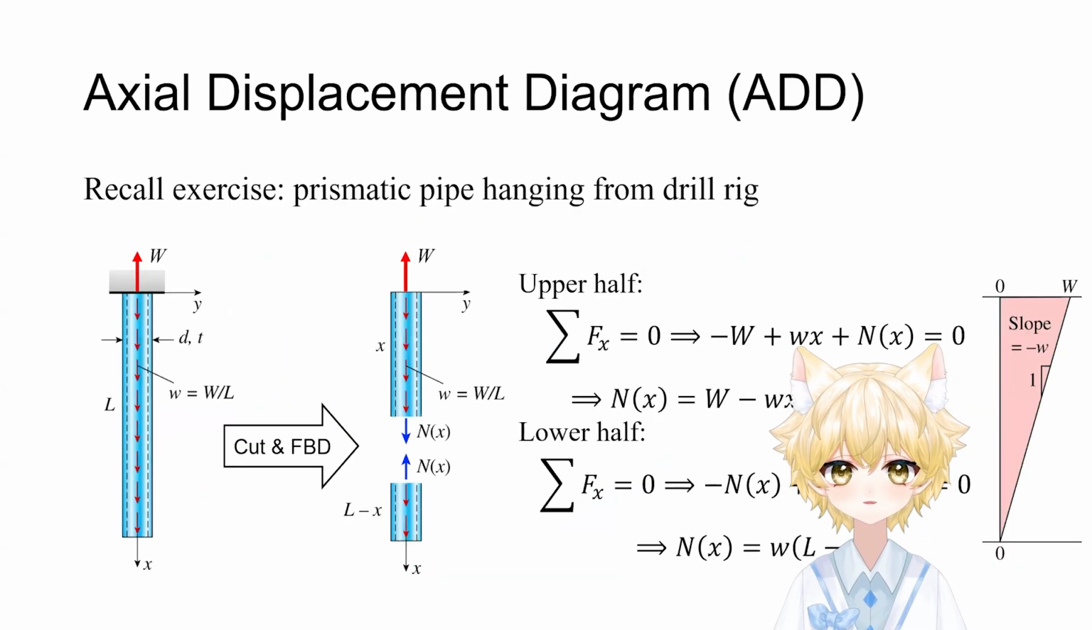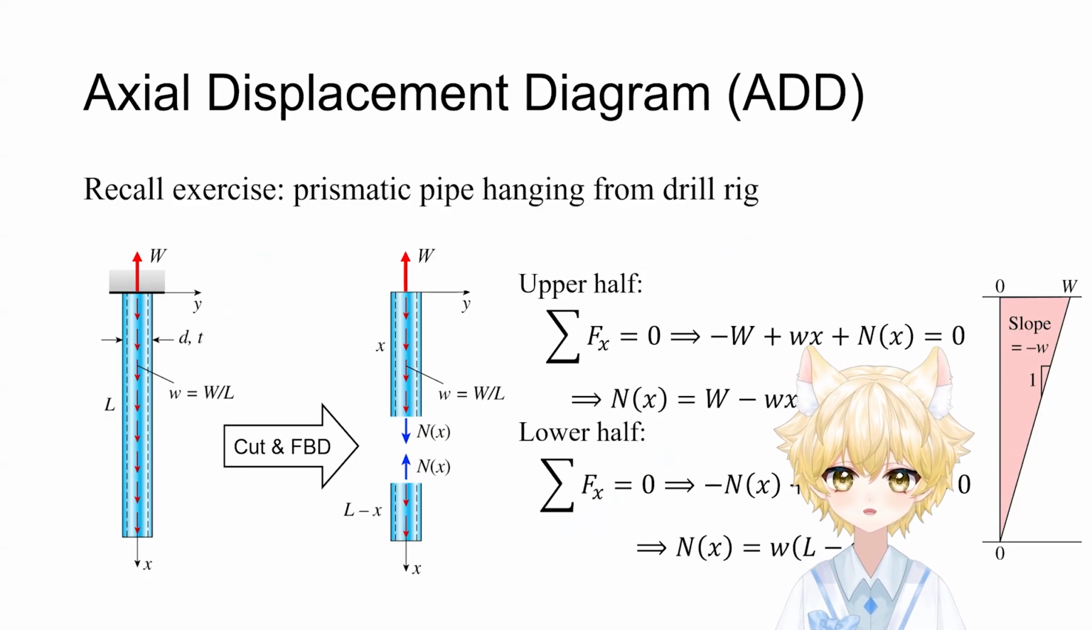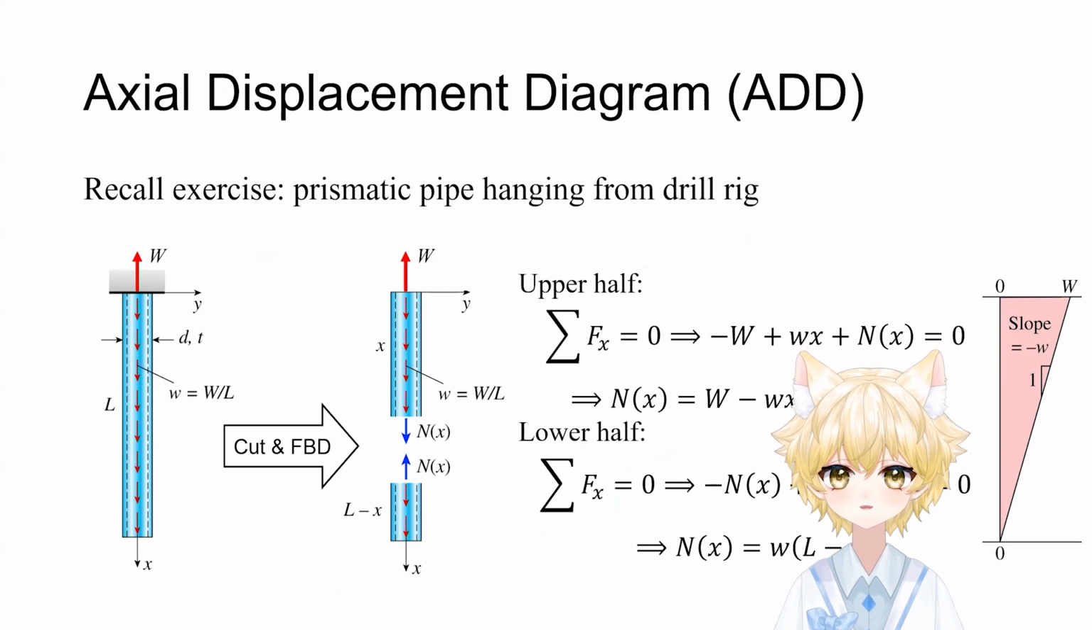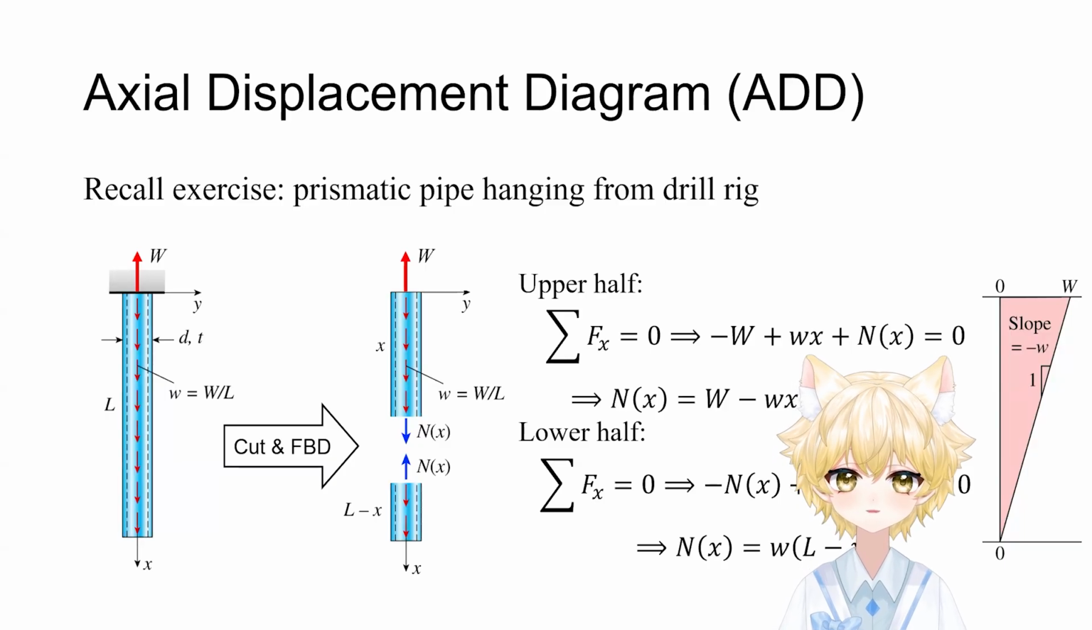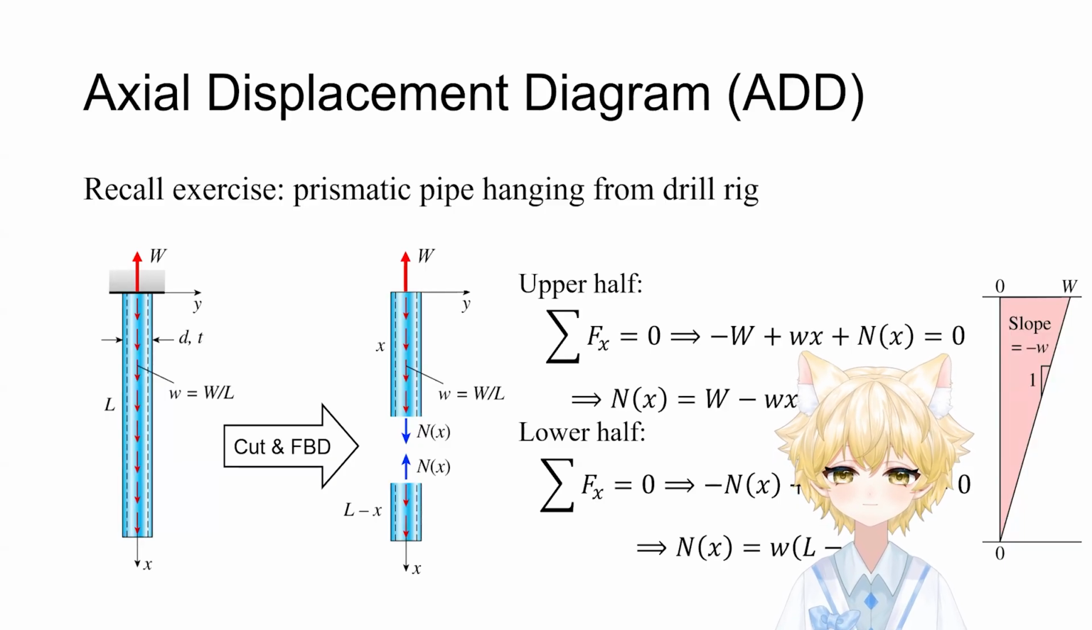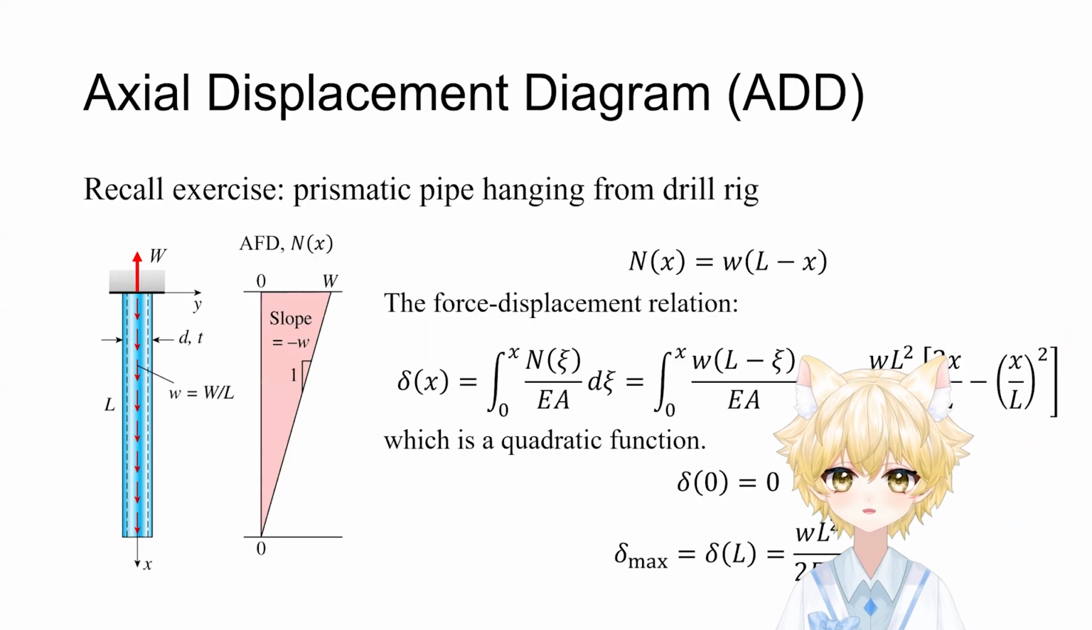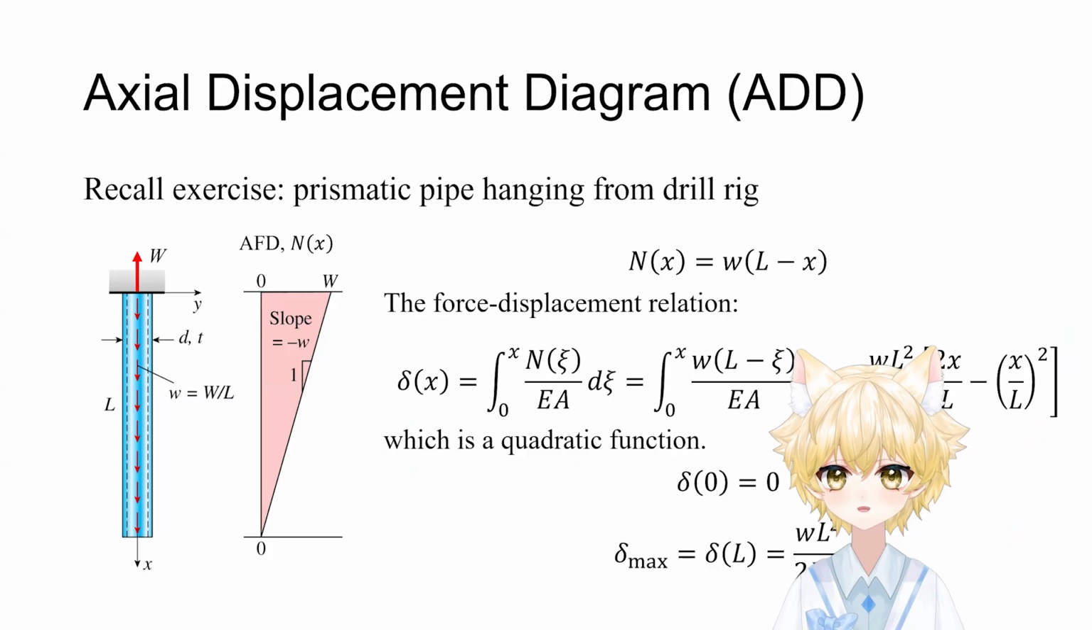Let's put our new integral tool to the test using the drill pipe example we analyzed earlier. Recall that for the hanging pipe, the internal force wasn't constant. It decreased linearly as we went down, right? So this is a recap of the results we got just now. Because the force N is changing, we must use the integral formula. We plug our force equation into the integral.